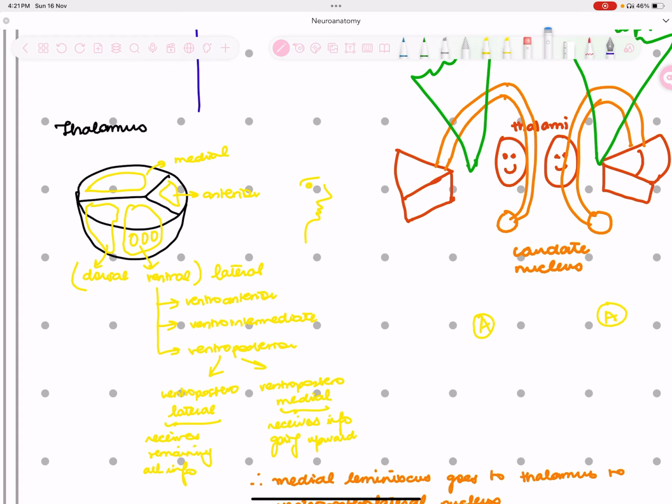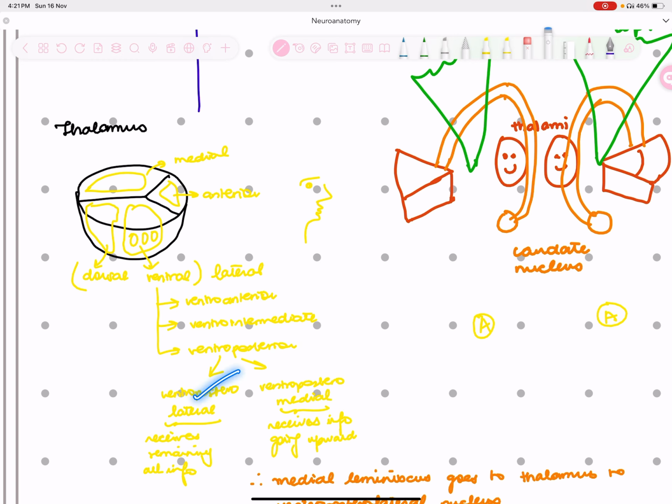So again, let's be clear. This is medial, this is anterior, this is lateral. Lateral is further divided into ventral. Ventral is further divided into anterior, intermediate, and posterior. Right? So ventro-anterior, ventro-intermediate, ventro-posterior. This all is in the lateral. Understood?